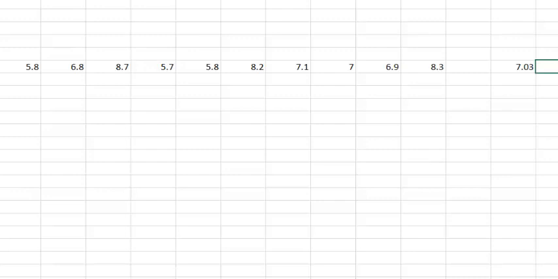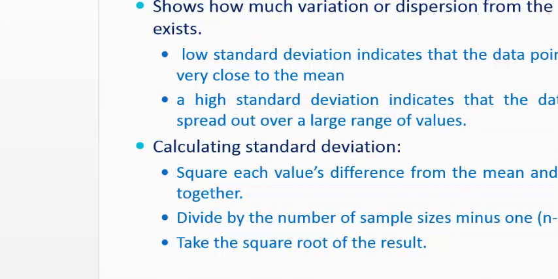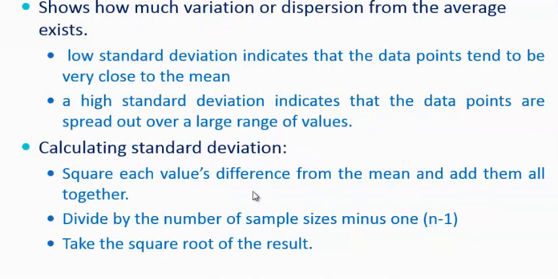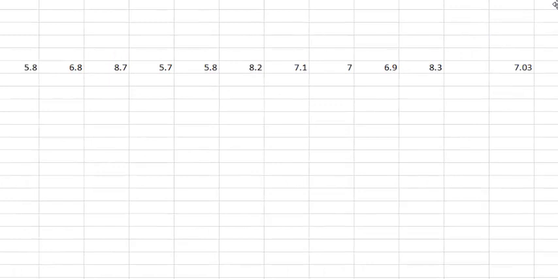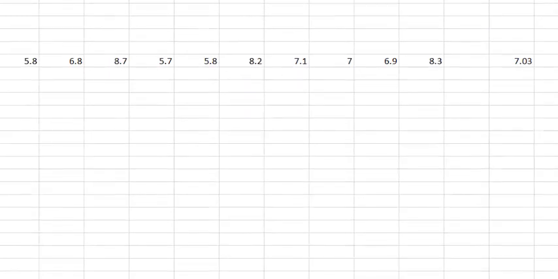Now, in order to figure out the standard deviation, if you recall, the standard deviation formula was to square each value's difference from the mean, and then add them all together, and divide by the sample size minus 1, and then take the square root of the result. Also a fairly cumbersome process. Now Excel actually has a standard deviation formula, which you can just plug in right away without having to figure it out at all. But just for kicks, we'll do it the slow way, just to illustrate each point.